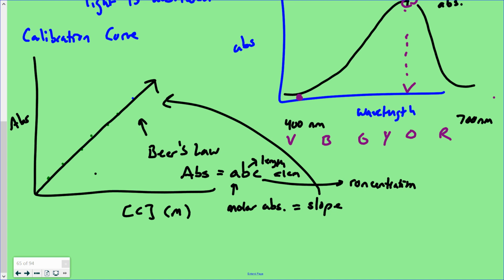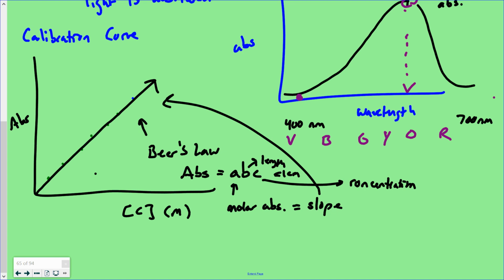So the calibration curve is what actually allows us to determine the concentration of our unknown solutions. When we make this calibration curve, we get a value for this slope. We now know what A is. So we have a relationship between absorbance and concentration for our sample here. And so then we can measure unknown solutions and then compare it to that.